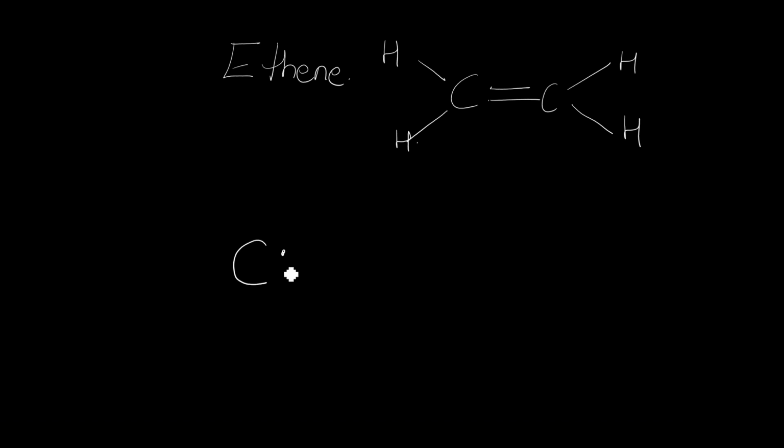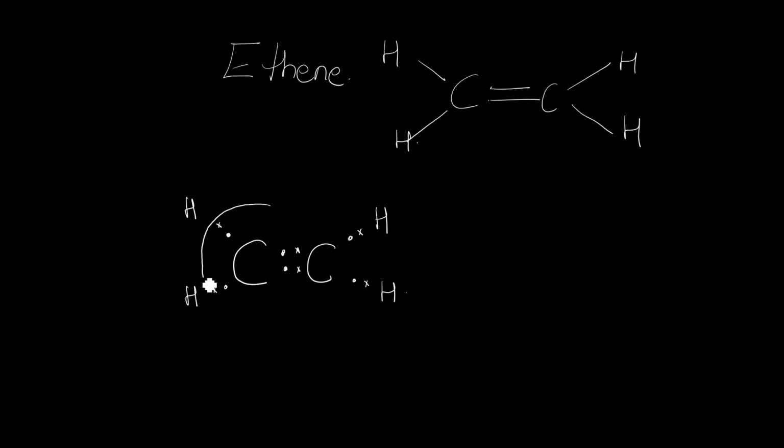So carbon has 1, 2 electrons here. Another carbon, 1, 2. Then between carbon and hydrogen, 1 electron of carbon and 1 electron of hydrogen. Carbon has 4 valence electrons, 1, 2, 3, 4, and hydrogen has 1 electron. Then again carbon electron, hydrogen electron, carbon electron, hydrogen electron.